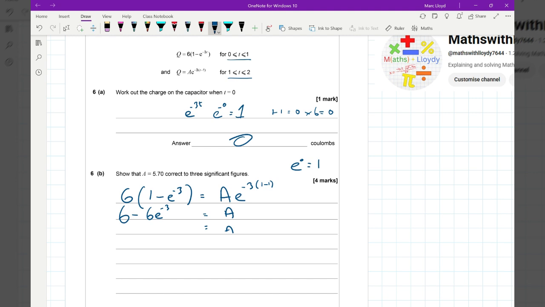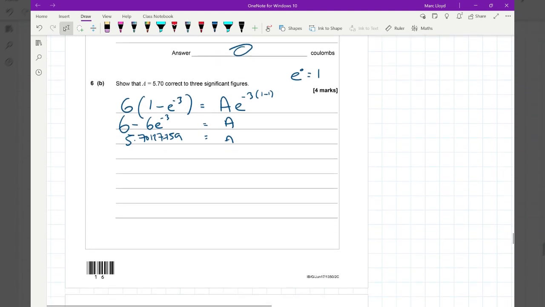So e to the minus 3 times 6, and then 6 take away that, the answer is 5.70127759. That's quite important because it's a show that question. You're showing that it's correct to 3 significant figures, so we need to show the accurate value before it's rounded in order to show that we've done it correctly mathematically. And that's that for part B.